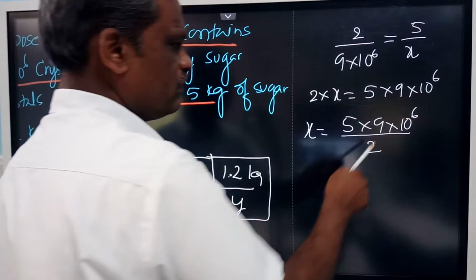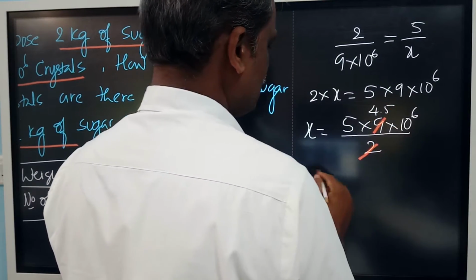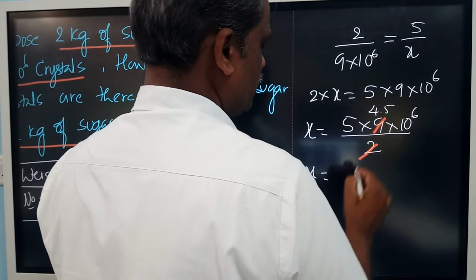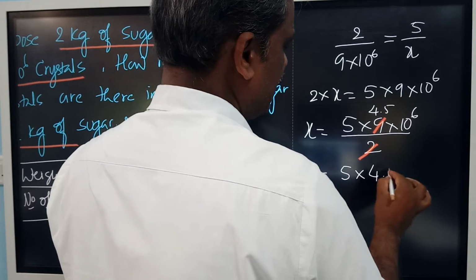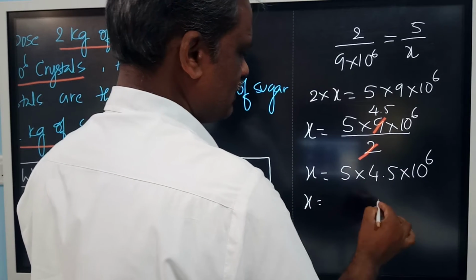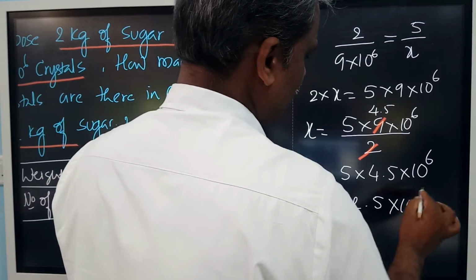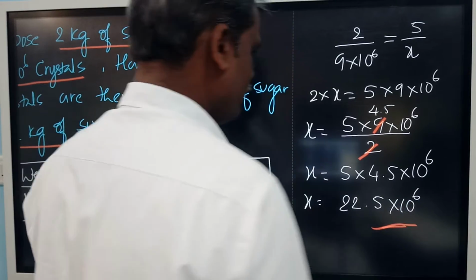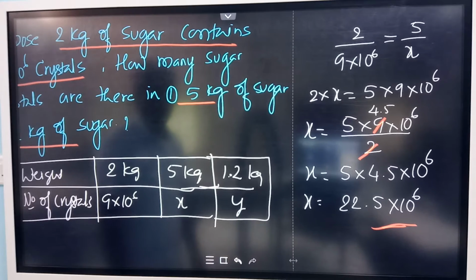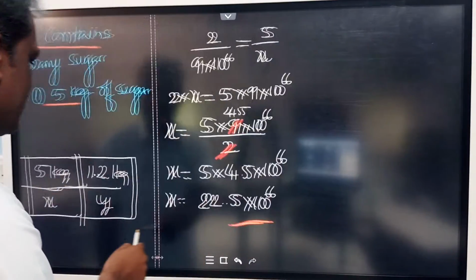So now we divide this. 2 4s are 8, 2 5s are 10, so 9 divided by 2 is 4.5. So x is equal to 5 into 4.5 into 10 to the power 6. x is equal to 22.5 into 10 raised to the power 6. So this is the number of crystals in 5 kg of sugar. In the same way we can find the number of crystals in 1.2 kg.